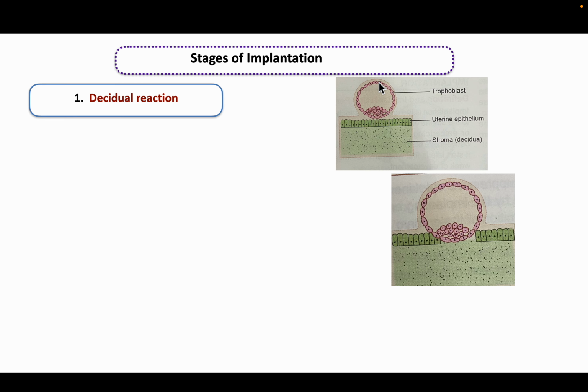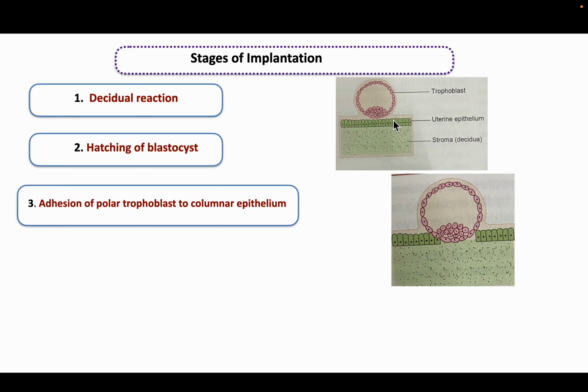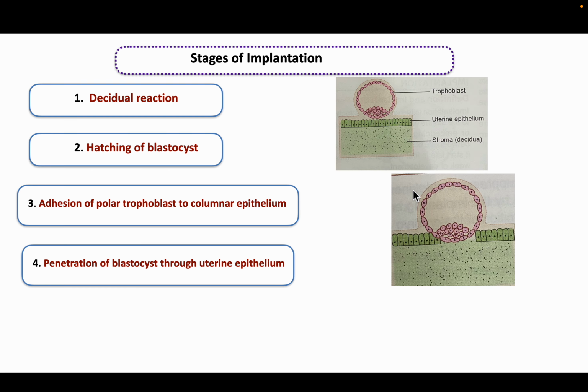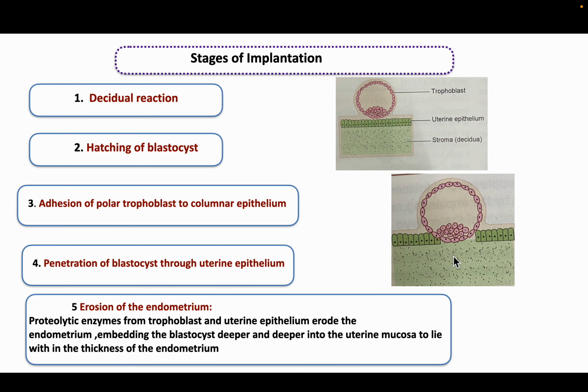The stages of implantation: first is the decidual reaction, which we will discuss in detail in the next lecture. Then hatching of the blastocyst happens. Then adhesion of the polar trophoblast to the columnar epithelium. Then penetration of the blastocyst through the uterine epithelium. Then erosion of the endometrium: the proteolytic enzymes from the trophoblast and uterine epithelium erode the endometrium, embedding the blastocyst deeper and deeper into the uterine mucosa to lie within the thickness of the endometrium.